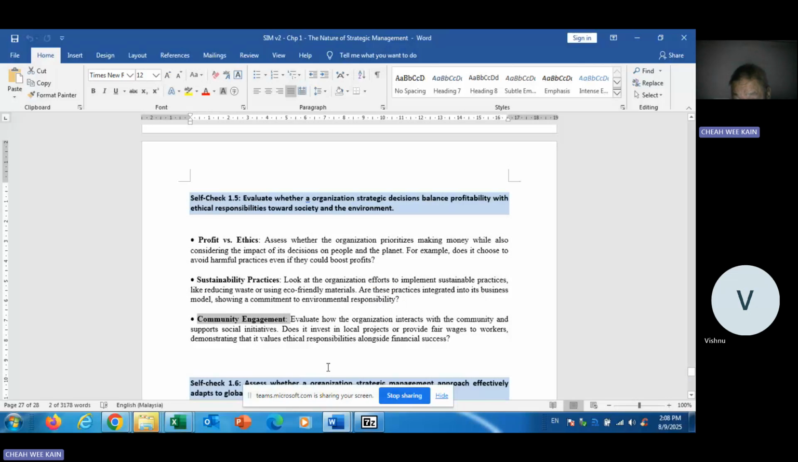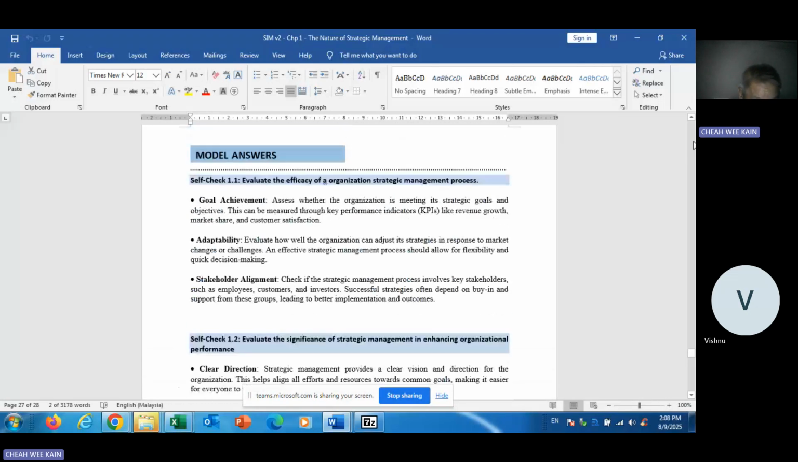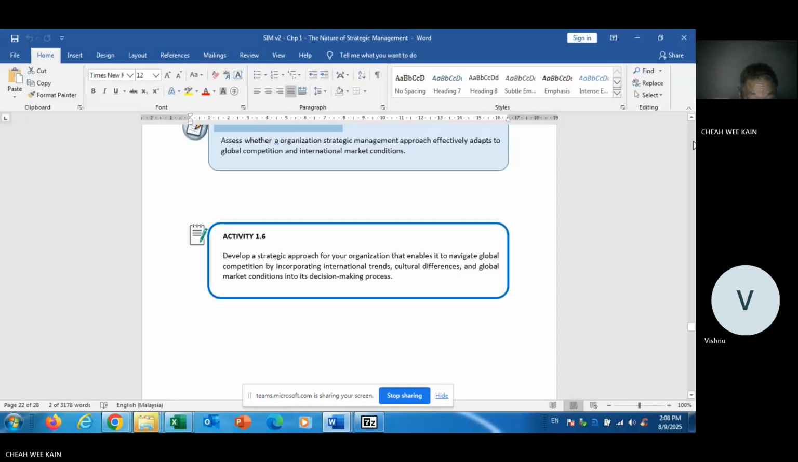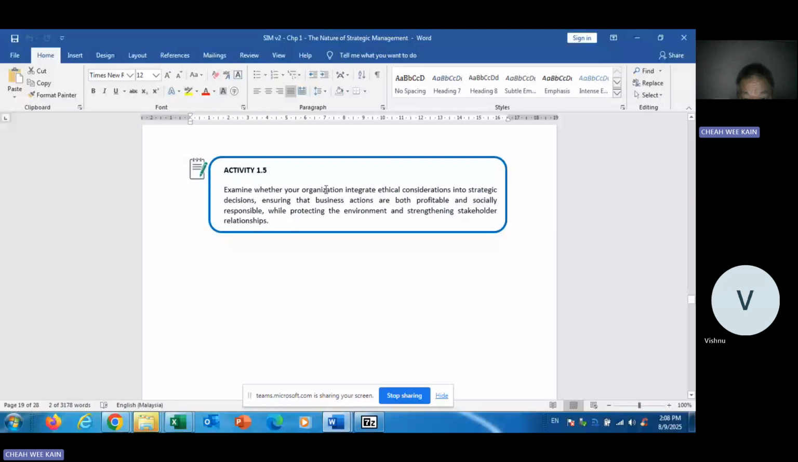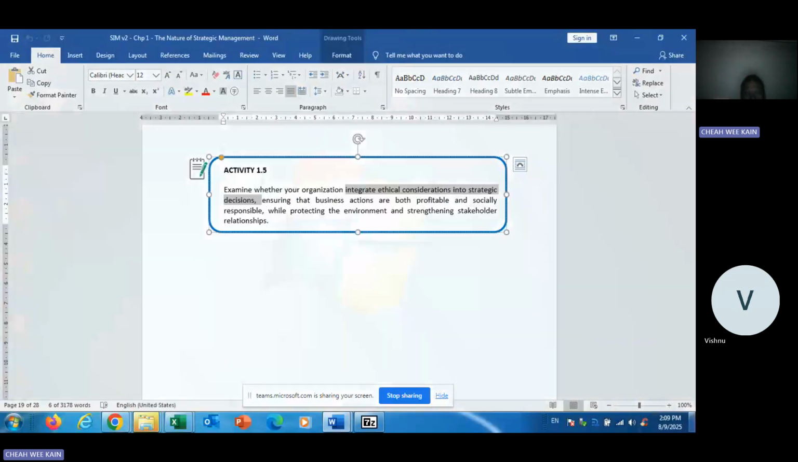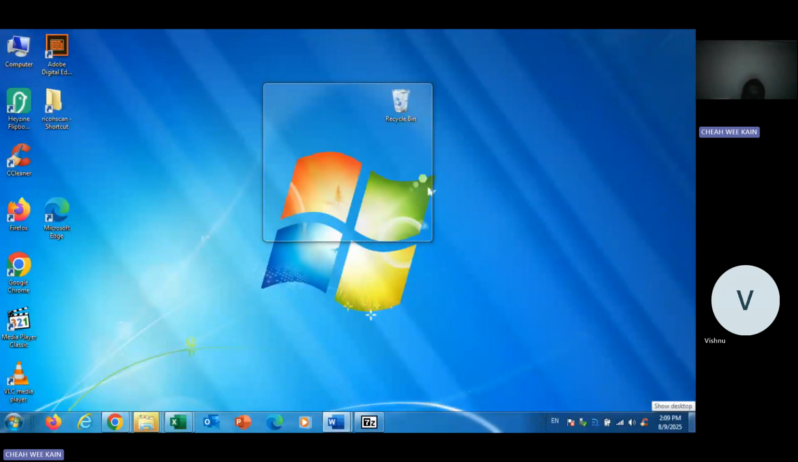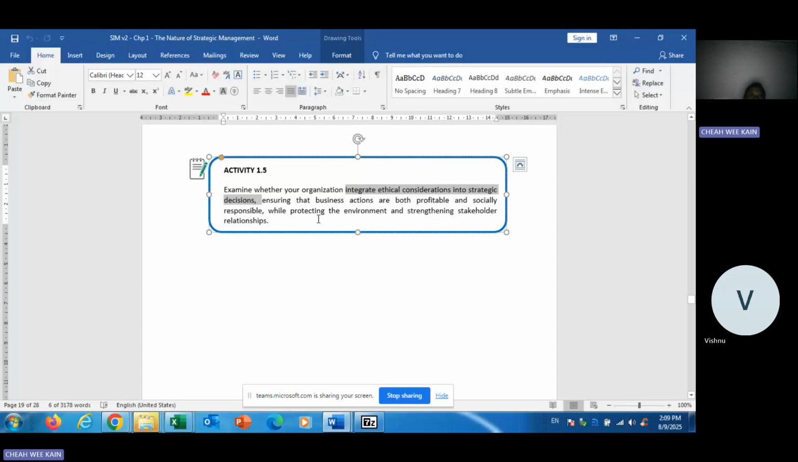We now look at 1.5 again under activity. Examine whether your organization integrates ethical consideration into strategic decisions. Okay, now how do you know that? Okay, let's see whether in their strategies, do they at least not destroy the environment? Okay. Do they at least practice some sort of good business ethics or discourage bad ethics? If there's such a thing, maybe not so bad.